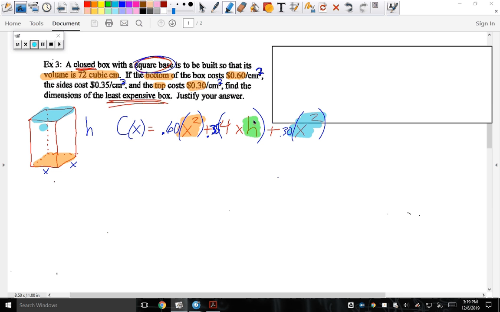So we must have been given some secondary equation. What is it? Volume. So volume is x squared h. The volume was 72. So h is 72 divided by x squared. And that is what we're going to substitute in that equation right here, where h would have normally been. Questions for me?